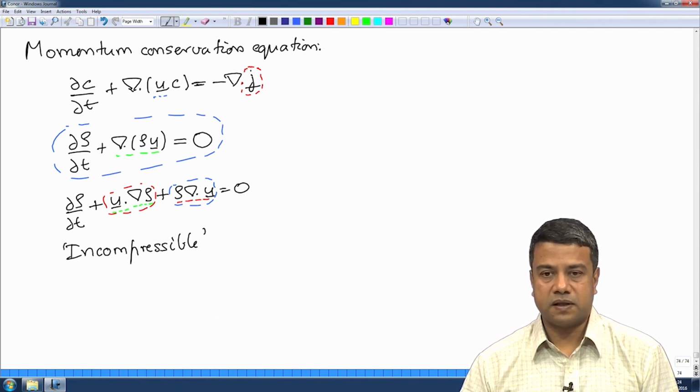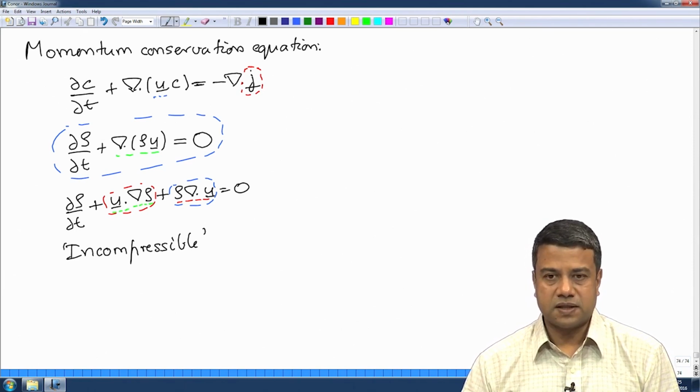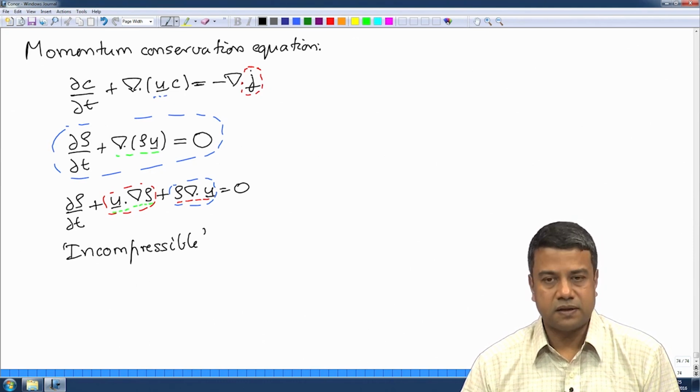This approximation of incompressibility is valid for all liquid flows, and for almost all gas flows, unless the application is at supersonic speeds, where the velocity exceeds the speed of sound. So, in all such cases where the velocity is smaller than the speed of sound, we can assume that the flow is incompressible. And what that means is that there are no variations in density either with time or with position.